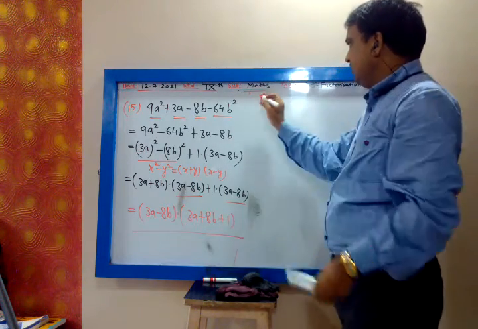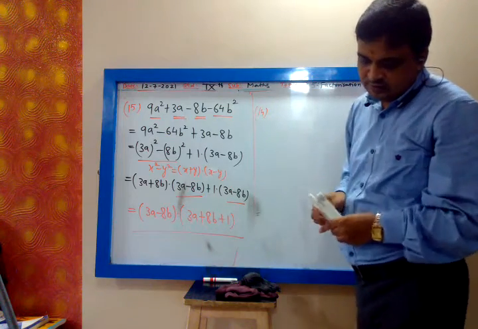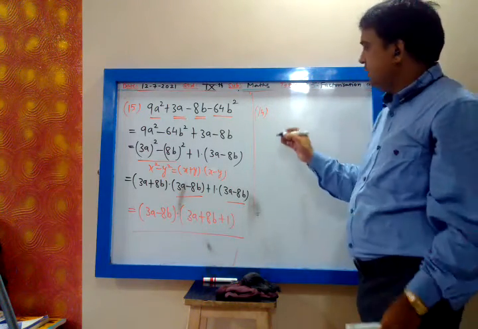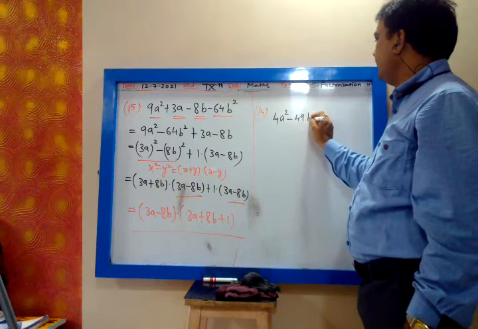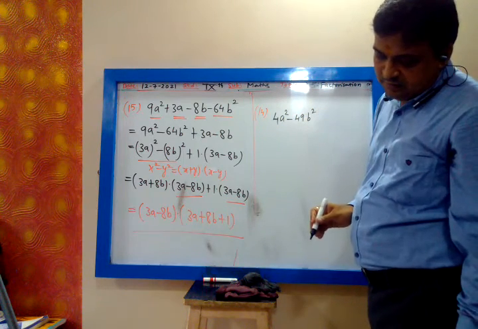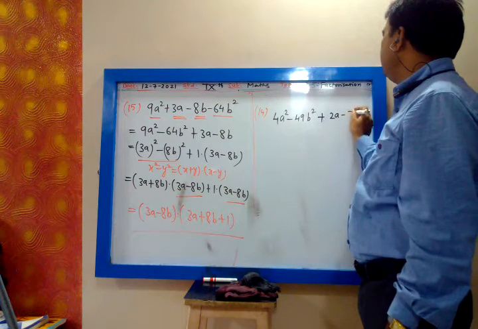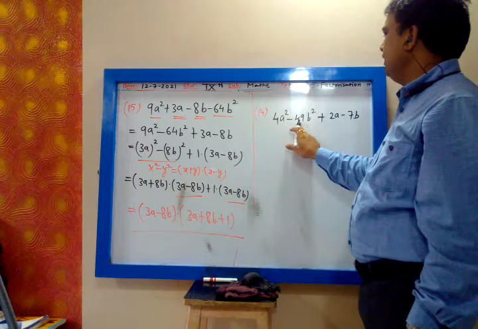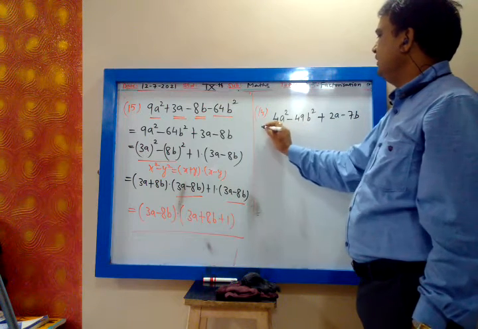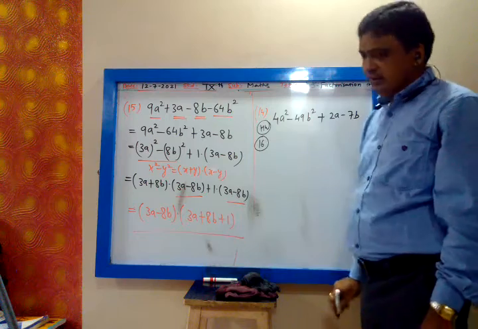Then the 14th. Let me write the 14th and see whether it should be given as homework. 14th: 4a square minus 49b square plus 2a minus 7b. This you can do directly. 4a square you will write as 2a whole square, 49b square you will write as 7b whole square. Then simplify further. Okay, 14th is homework.